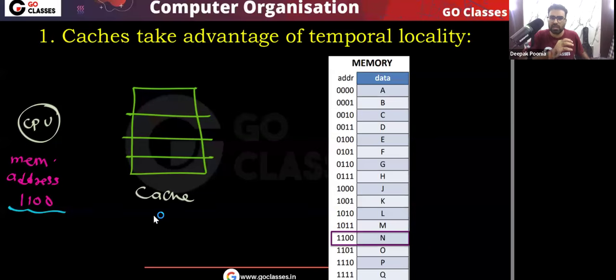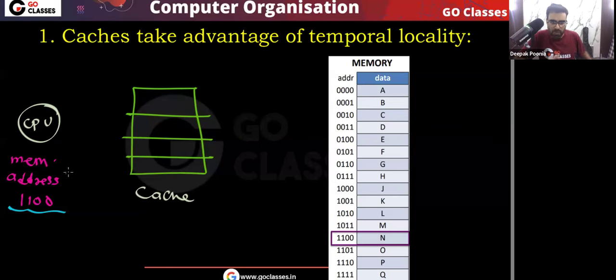I told you that the majority of programs have this temporal locality, meaning if they access some address, like if the program is accessing this address 1100, then it is very likely, there is a good chance that in the near future, very soon, the program will again access this same memory address. Yes or no? So we assume that we already know that the majority of programs have this temporal locality property. Of course, if the majority of programs have this property, then our program also has a very good chance of having this temporal locality property, right?